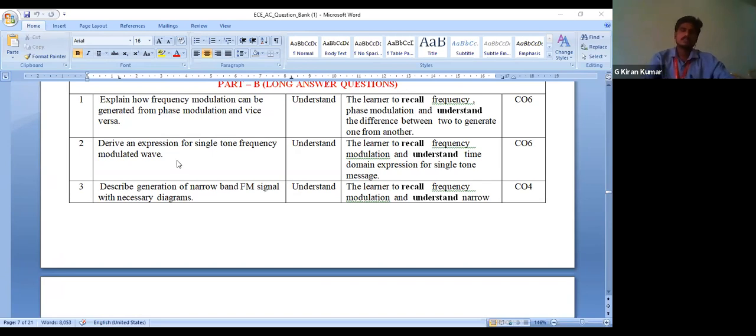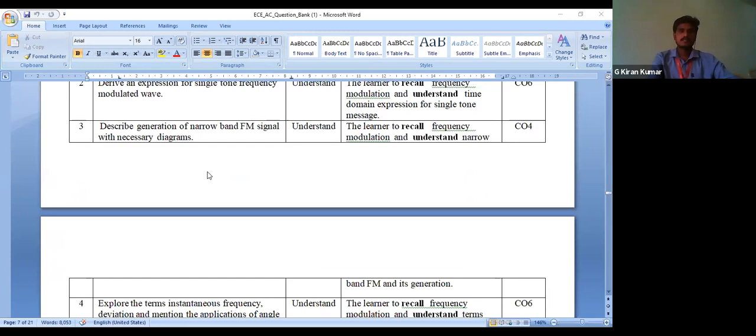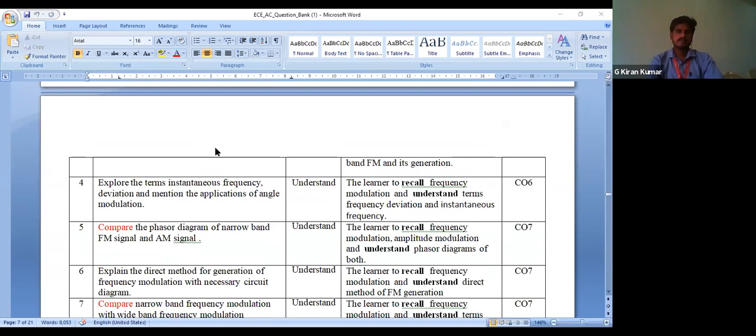Next, derive an expression for the single tone frequency modulated wave. We have already discussed the frequency spectrum for the single tone. And describe generation of narrowband FM signal. Discuss if the modulation index beta is less than 1, then it comes under narrowband FM. If it is greater than 1, it comes under wideband FM.